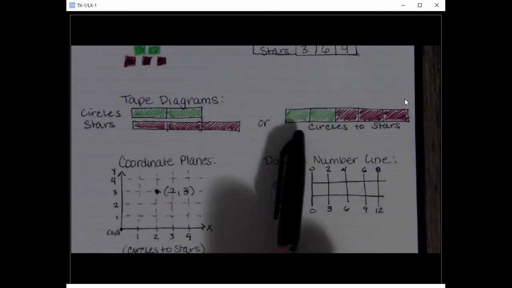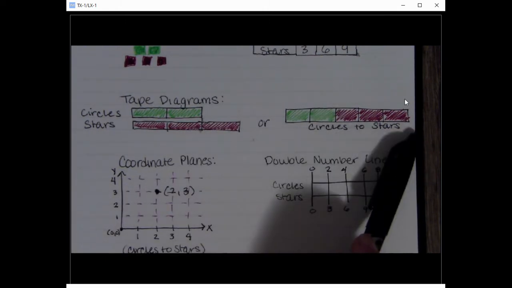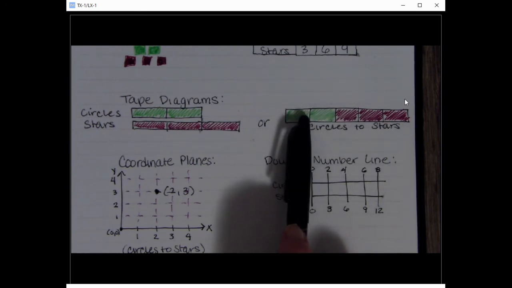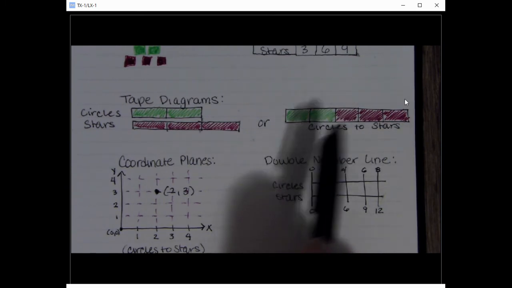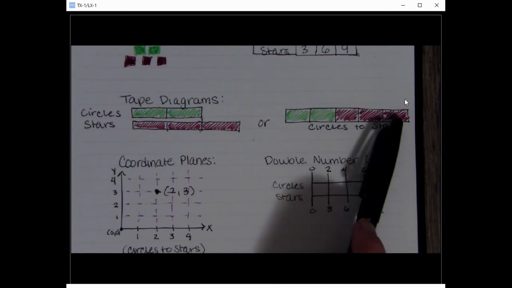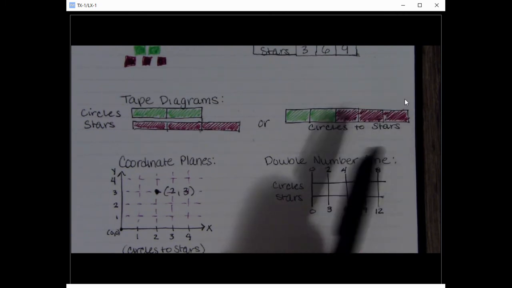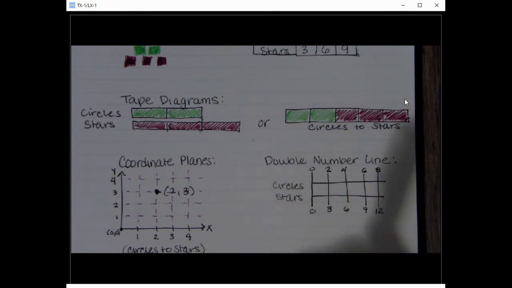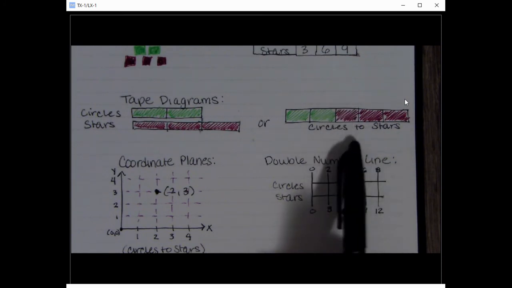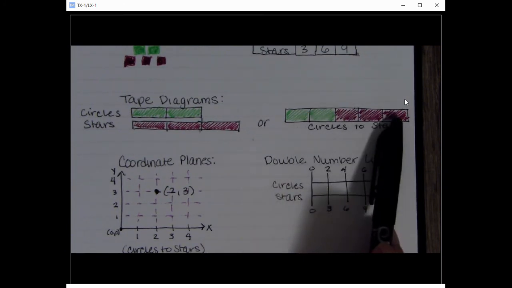Or you can also have it in one long line. So I have my 2 squares that represent my 2 circles, and then my 3 squares that represent the 3 stars, because we have been using 2 circles to every 3 stars, and that can be shown in this method as well.